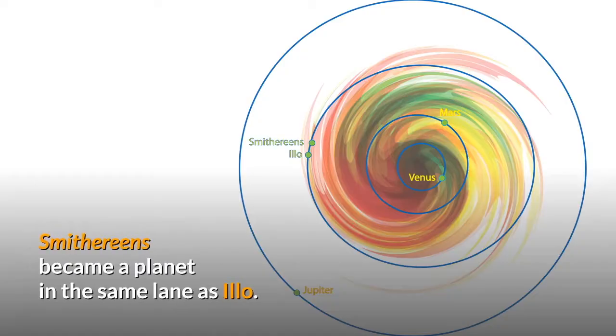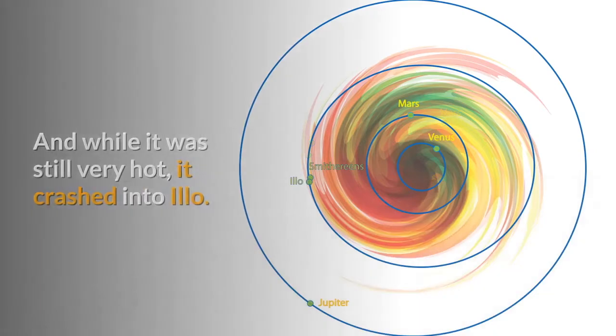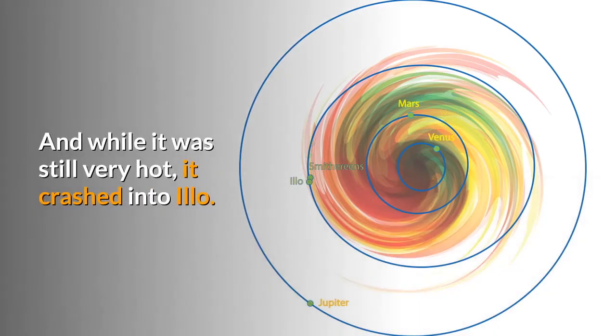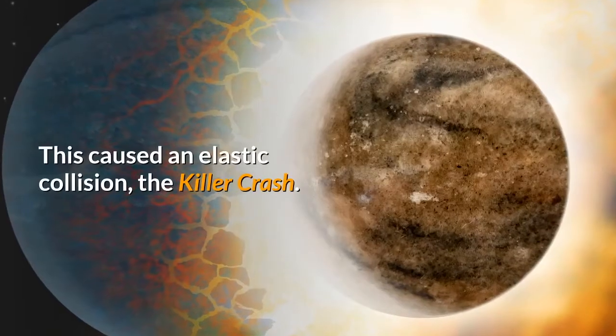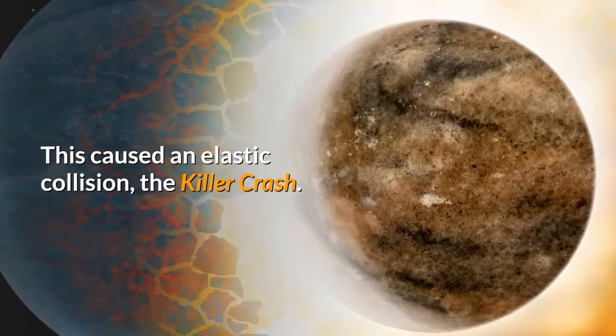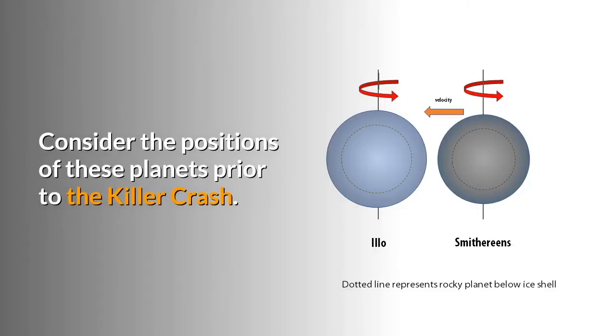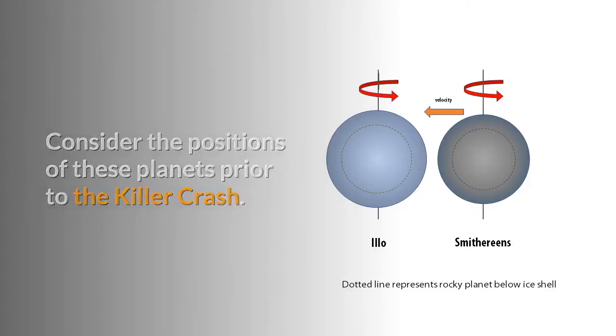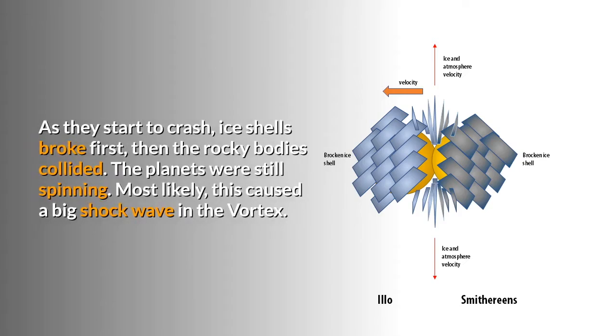Smithereens became a planet in the same lane as Io. And while it was still very hot, it crashed into Io. This caused an elastic collision, the killer crash. Consider the positions of these planets prior to the killer crash. As they start to crash, ice shells broke first, then the rocky bodies collided.